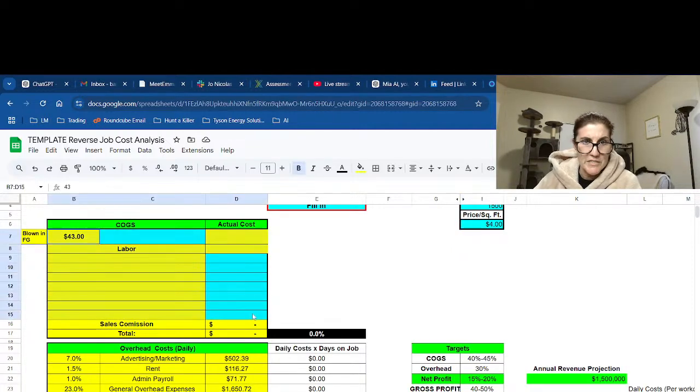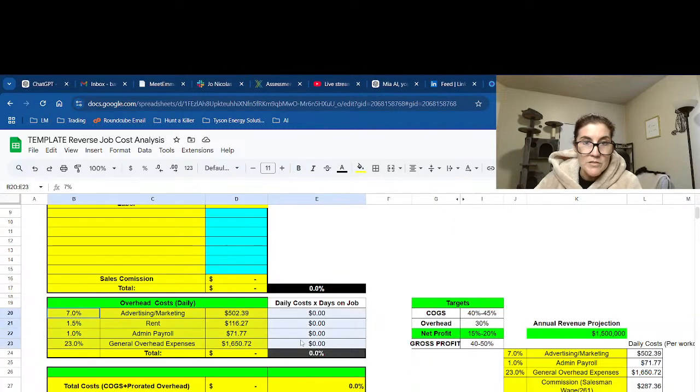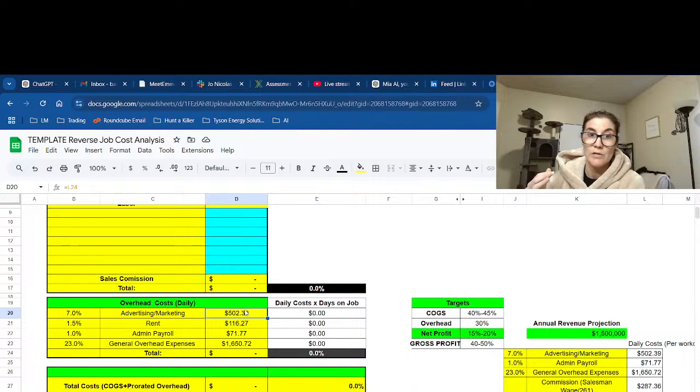So I'm going to skip over this for just a second and I'll show you why. But this is all stuff that I pulled from QuickBooks. So this is the daily cost for what they were spending on advertising and marketing for the year. But this is the daily breakdown of those numbers. So they're spending about $500 a day on advertising and marketing, $116 a day on rent, and so forth. This is general overhead, so that's like everything else.